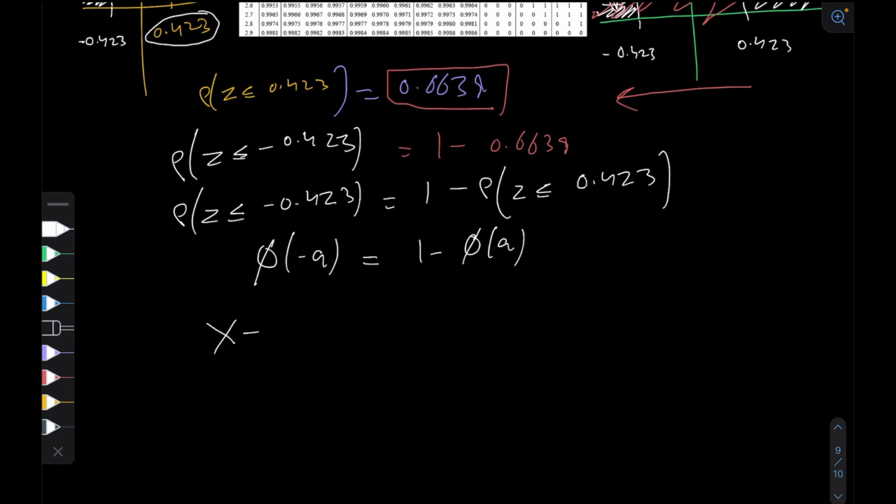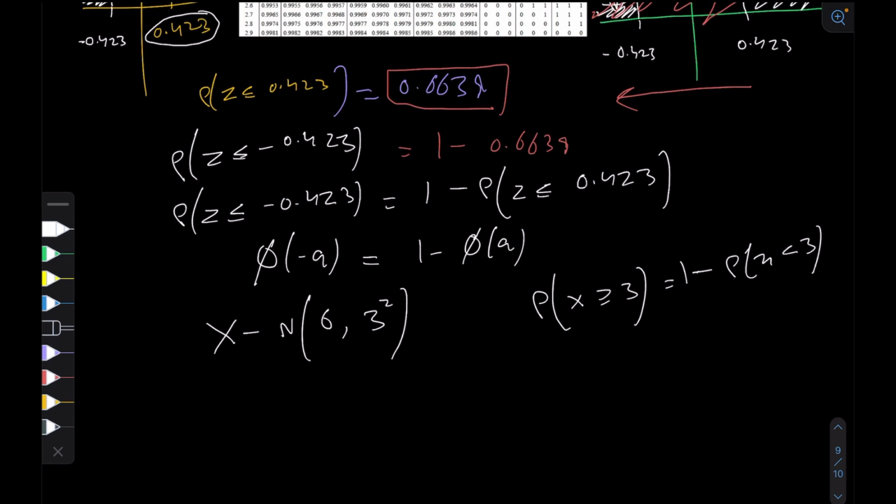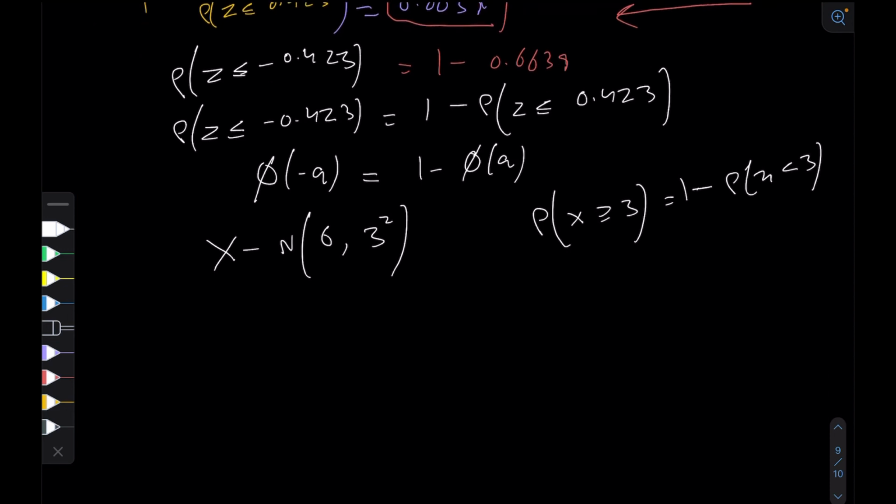So let's say x follows some normal distribution such that the mean is 6 and the variance is something like 3 squared. Let's say I need to find the probability that x is greater than or equal to 3. The probability that x is greater than or equal to 3 is the same as 1 minus the probability that x is less than 3.